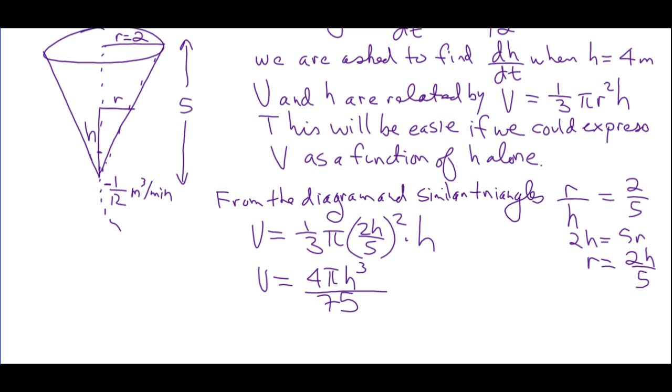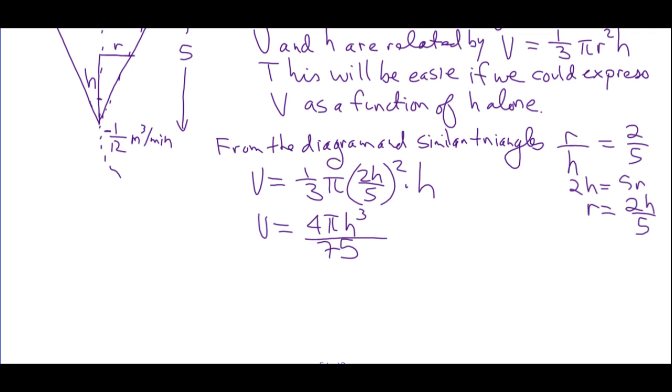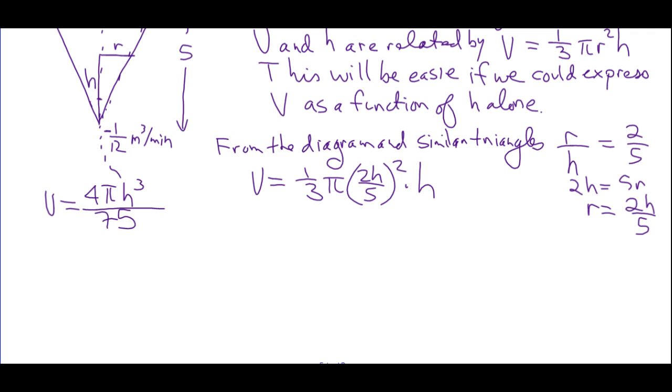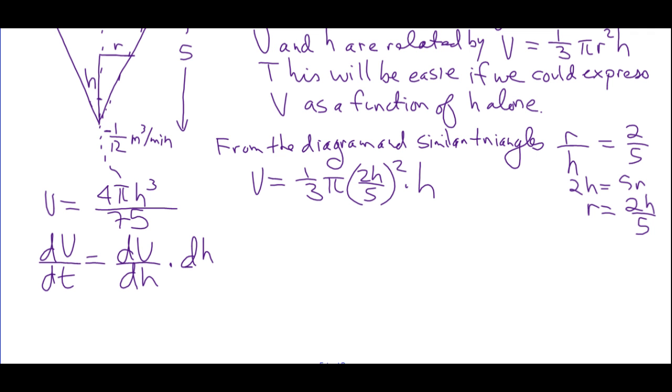All right, shifting down. Move this over here. Okay, so dV by dt is going to be dV by dh times dh by dt. Which is going to be, do this, right? So it's going to be 3 times, the 3 goes into the 75, 25 times. So we're going to get 4 pi h squared over 25, right? Times dh by dt.